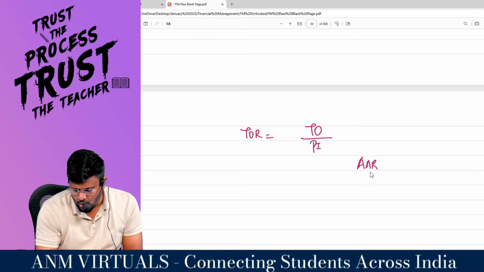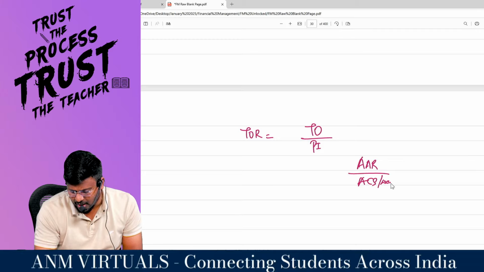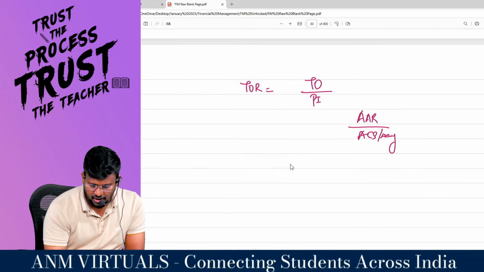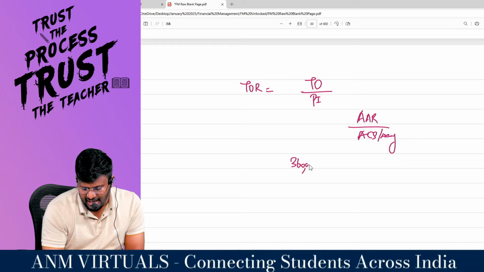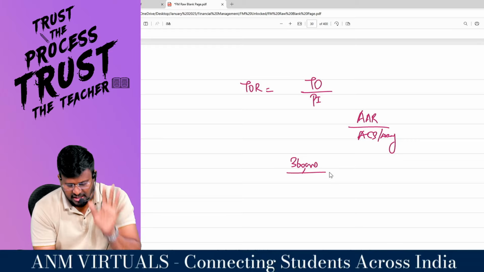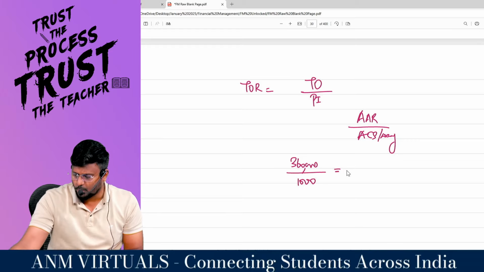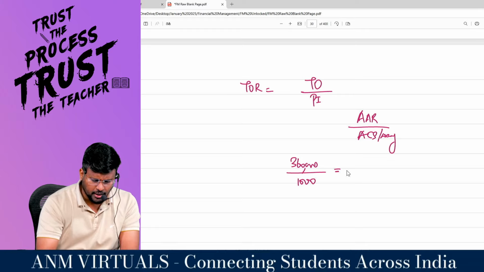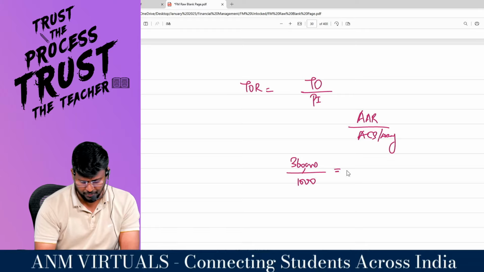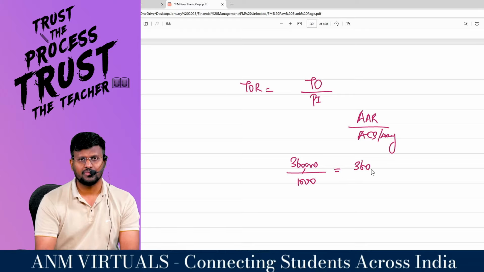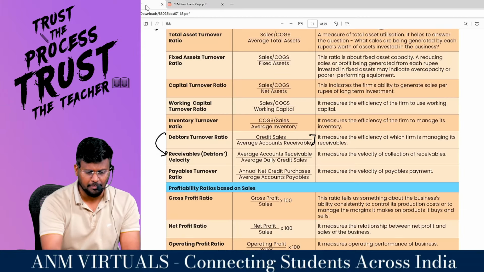Average accounts receivable divided by average credit sales per day. For example, if my average accounts receivable is 3,60,000 and average credit sales is 1,000 rupees, you can simply take your calculator. 3,60,000 divided by 1,000 means 360 days. 360 days is the velocity, my dear lovable students.